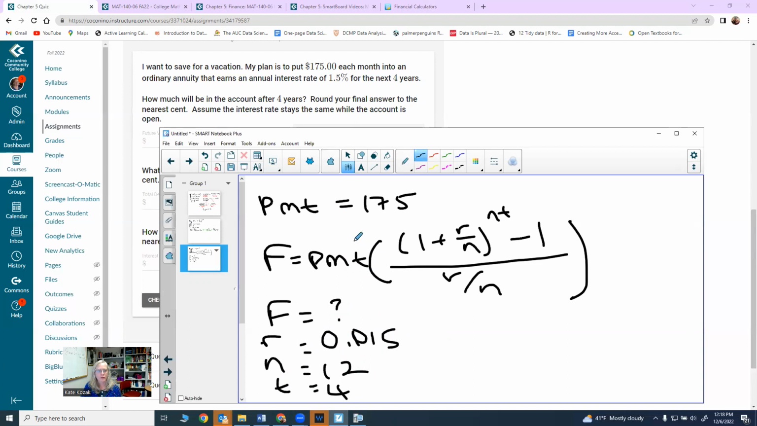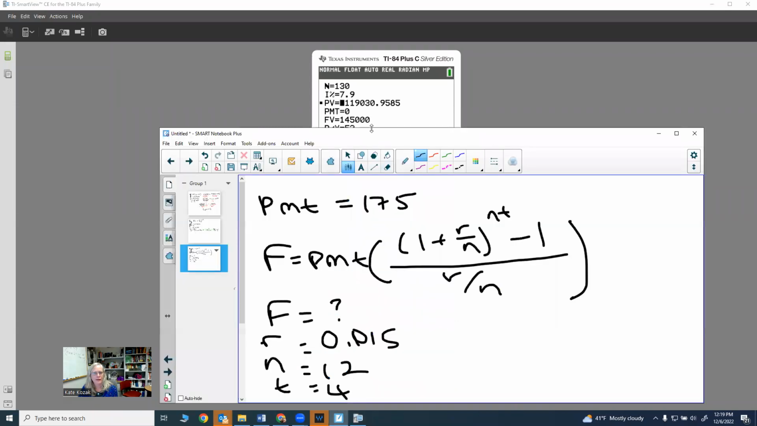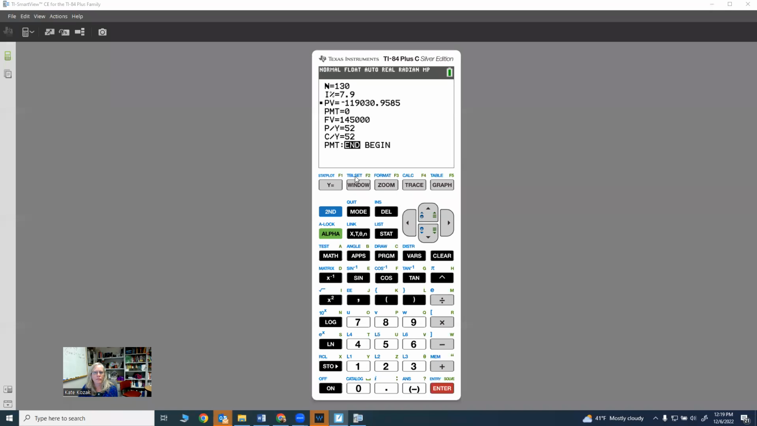So I could put all the numbers in, put the 175 in here, put all the numbers in the right places, and then do all the multiplication. I would do this slowly with this piece here, then find out that answer, raise it to that power, subtract 1, divide by R over N, and then finally multiply by the payment. But again, I'm going to show you how to do this on your calculator. The nice thing is that this is the same idea as the other one we did. We can use that TVM solver.